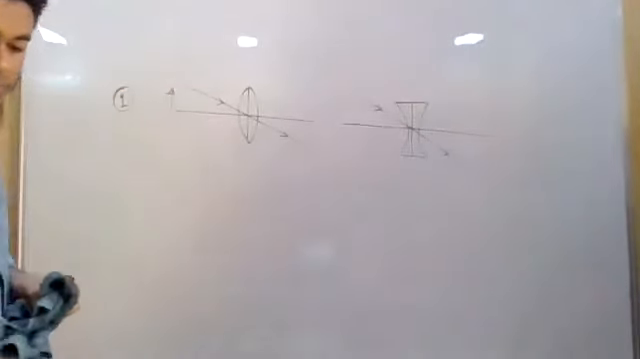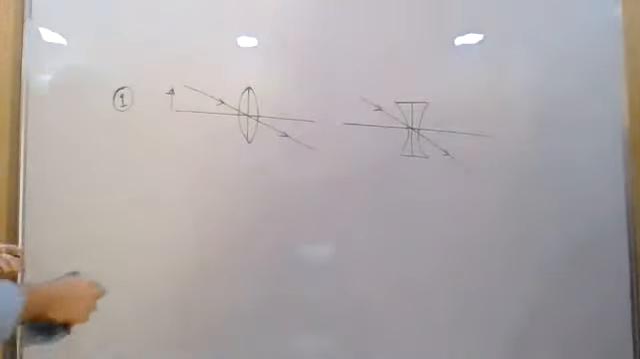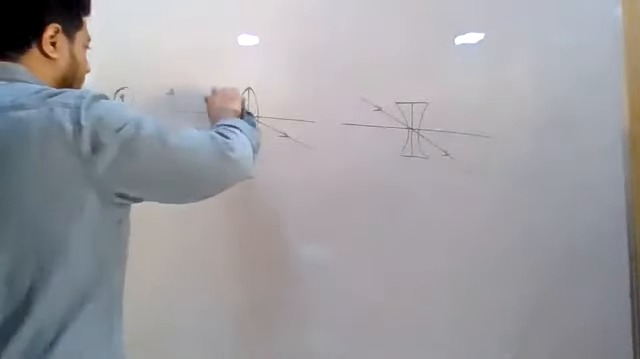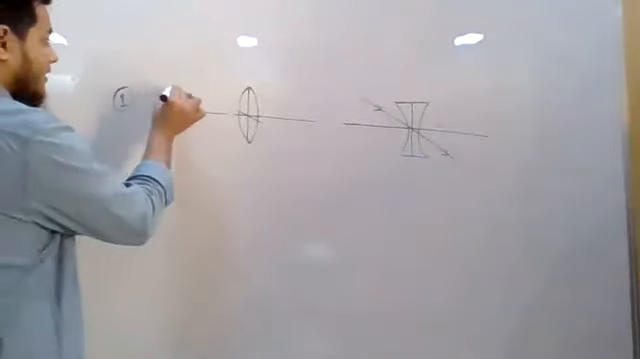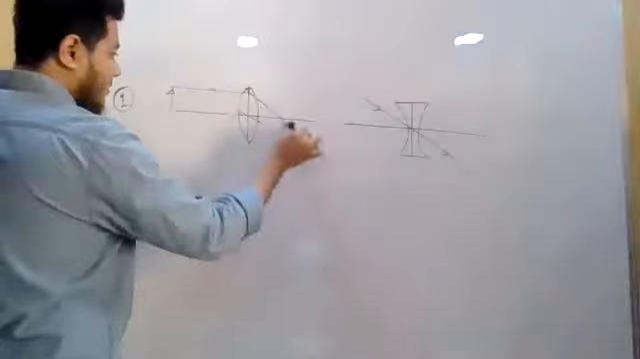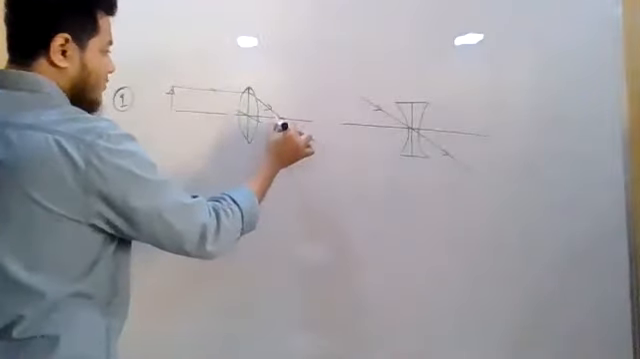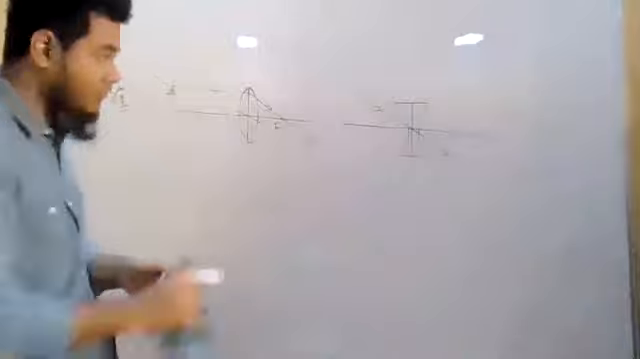Now comes the second one. Second one also we know that if it is parallel to principal axis, then what will happen? It will pass through principal focus. So one light ray is coming parallel to principal axis, then after refracting, it will pass through principal focus, right?